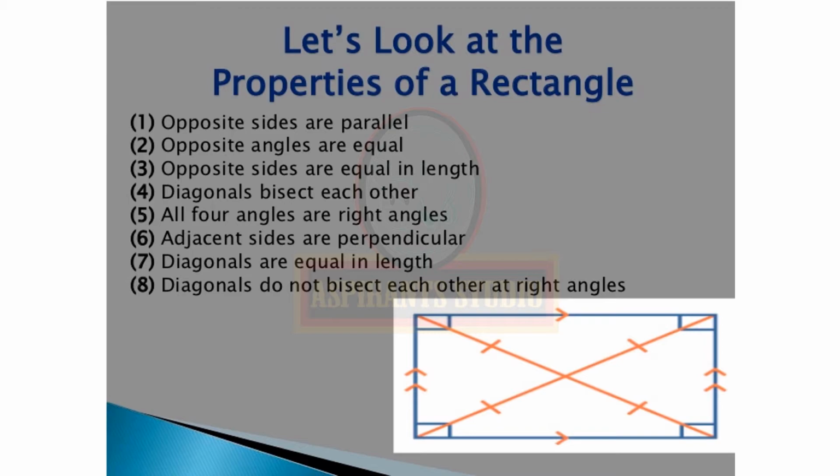Once again I repeat, opposite sides are parallel, opposite angles are equal, opposite sides are equal in length, diagonals bisect each other, all four angles are right angles, adjacent sides are perpendicular, diagonals are equal in length, diagonals do not bisect each other at right angles.